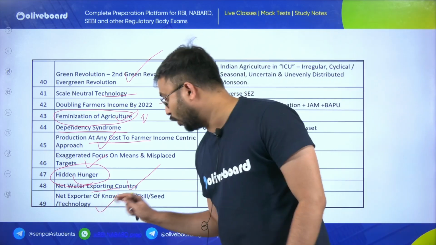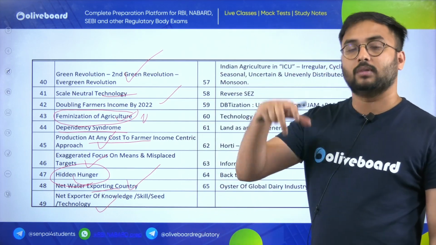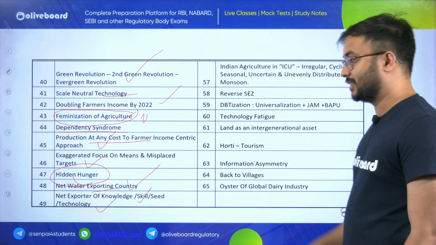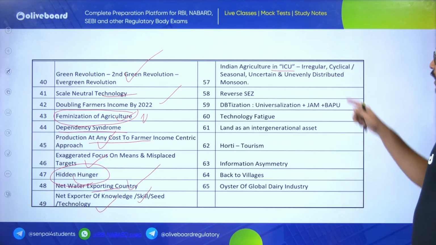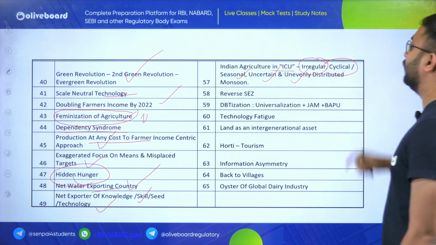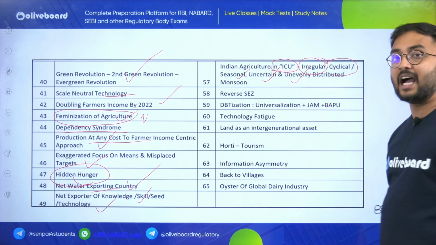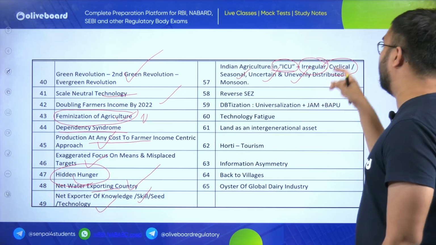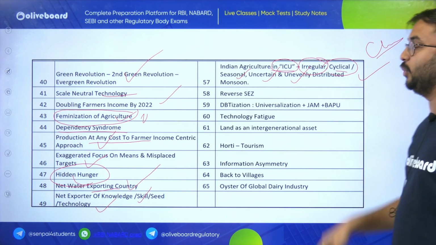What is net exporter of knowledge? It is nothing but when your people are going from the country to a foreign country for learning or knowledge purposes, skill purposes, seed purposes as well as technology purposes. Then Indian agricultural ICU approach, that is irregular, cyclic, seasonal, uncertain and unevenly distributed rainfall. So what is Indian agriculture affected with? ICU. What is ICU? Irregular, cyclic, seasonal, uncertain, unevenly distributed monsoon. So this tells about the climatic anomalies associated with Indian agriculture.